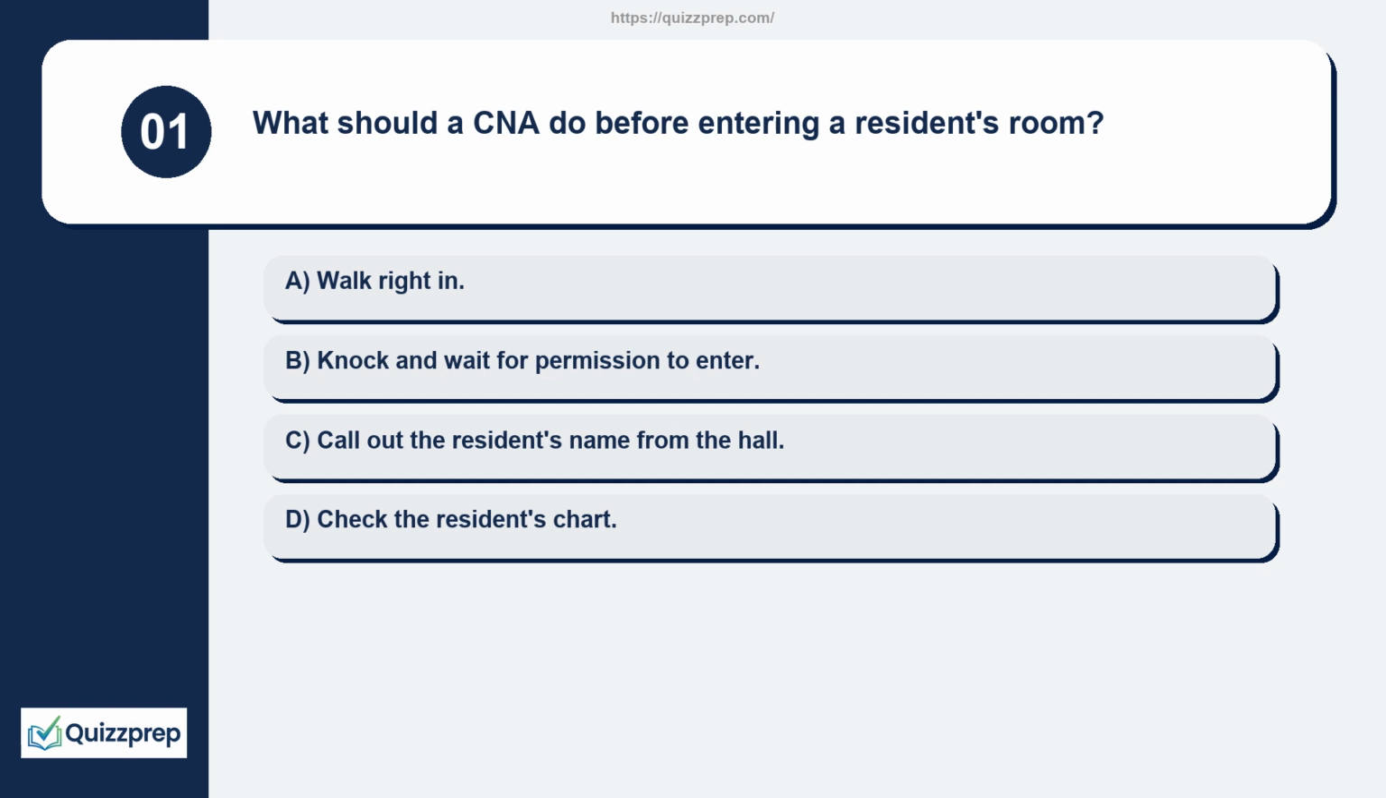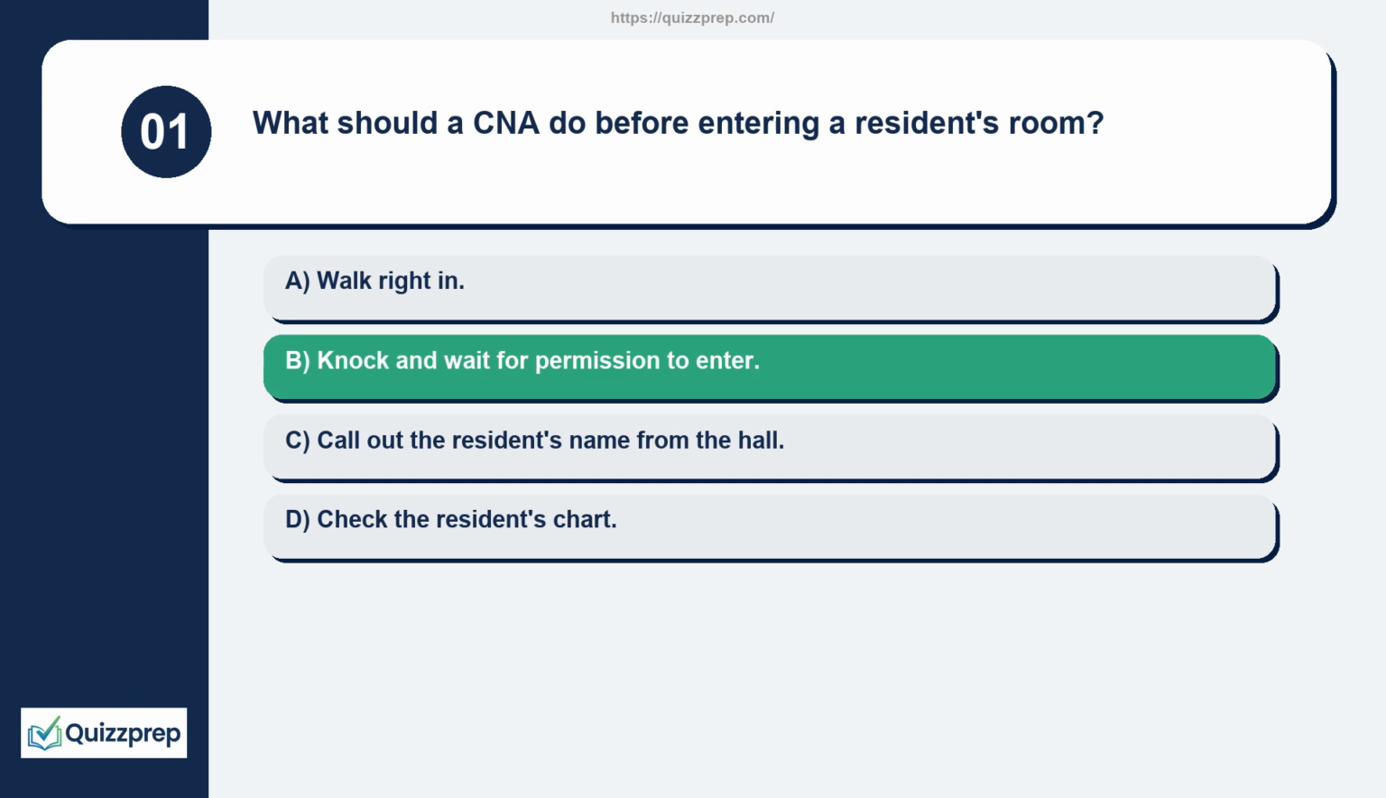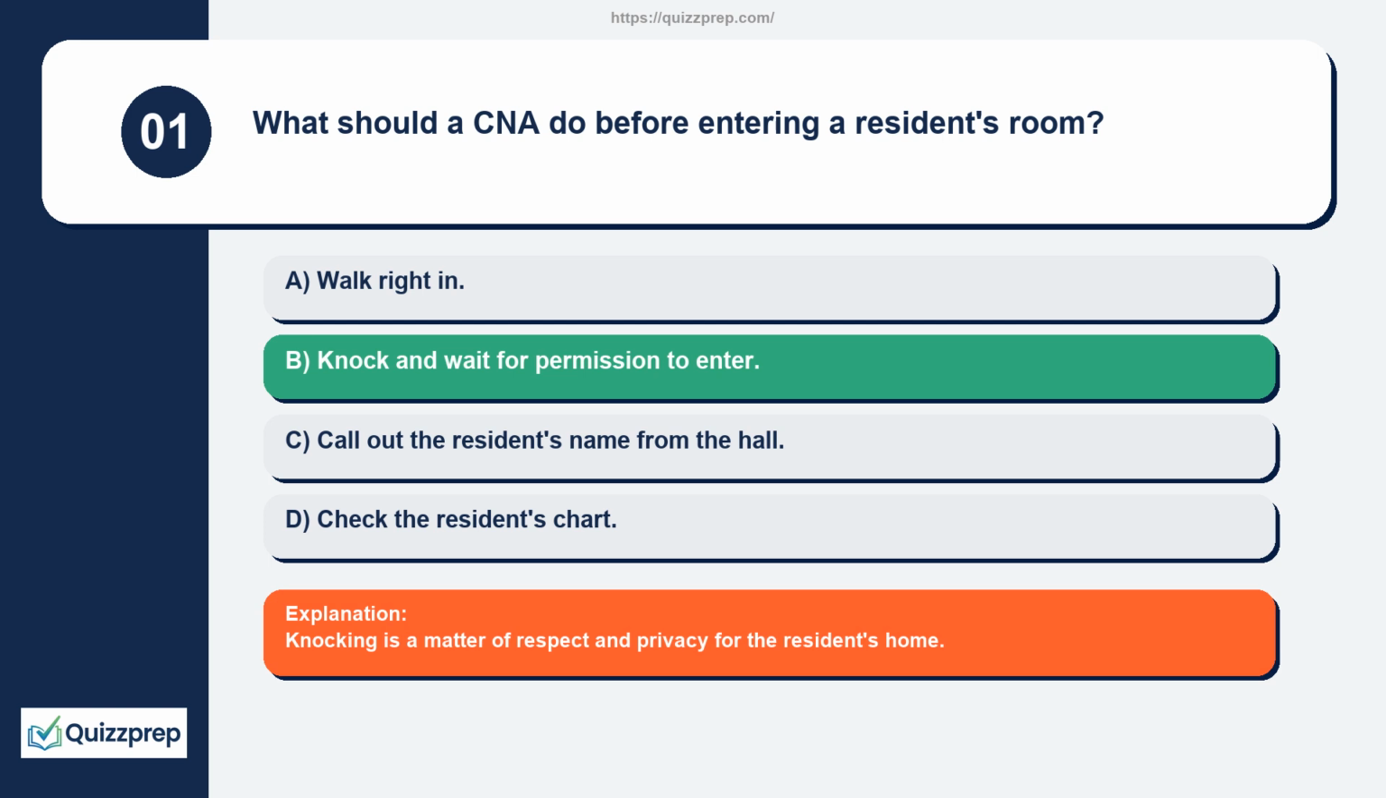What should a CNA do before entering a resident's room? Walk right in. Knock and wait for permission to enter. Call out the resident's name from the hall. Check the resident's chart. Knocking is a matter of respect and privacy for the resident's home.